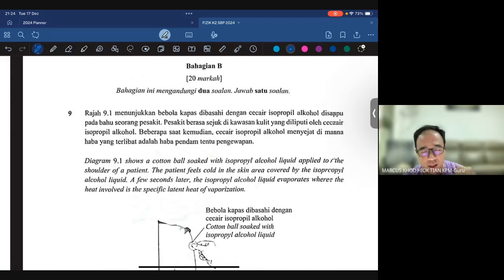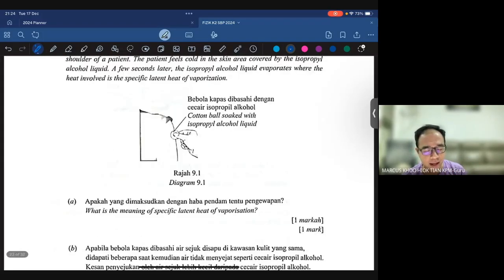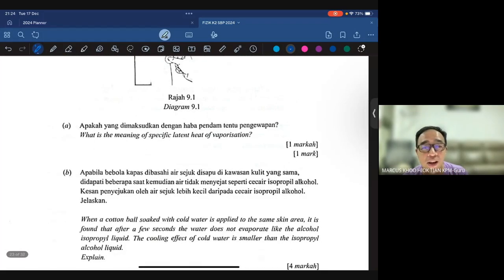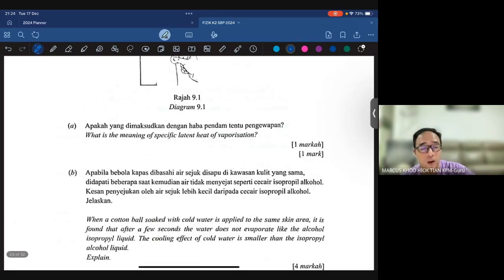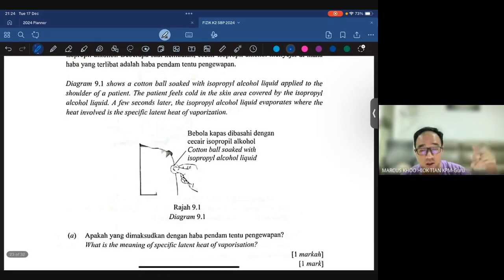This is probably going to go a little bit late because there's one very interesting question in this paper, and it is this question. Okay, so I'm just going to carry on now. Okay, what is the meaning of specific latent heat of vaporization? Sorry, if you're not familiar with this question, is cotton ball, put in alcohol, then sejuknya, okay, that feeling lah.